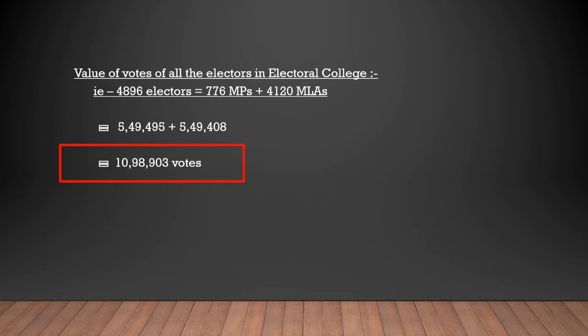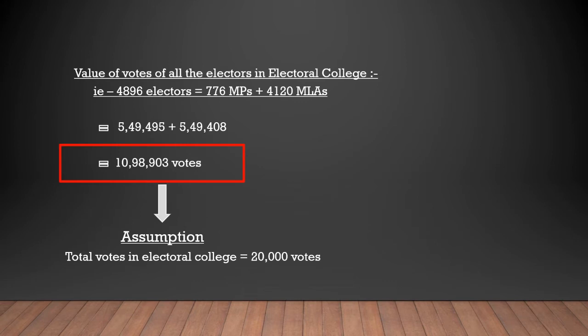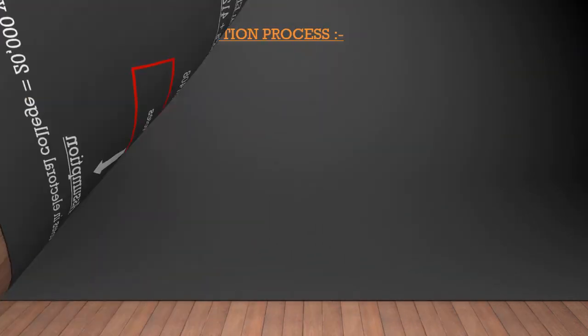So it's a little confusing. I'm assuming that the total number of votes in the electoral college is 20,000. It's just an assumption for showing the election process easily. So this 20,000 is just an assumption. Okay, now coming to the next part.